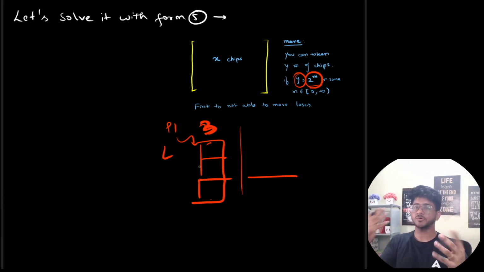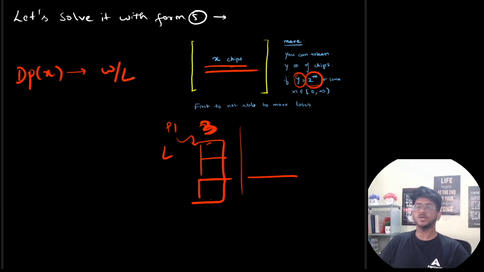So that's the setup of the game. We need to find out, in this case the configuration is just X chips, so if you have X chips, are you going to win or lose if you are the first player right now? This is the state: if you have X chips on the board, we need to decide whether this is winning or losing for the player who is playing right now.